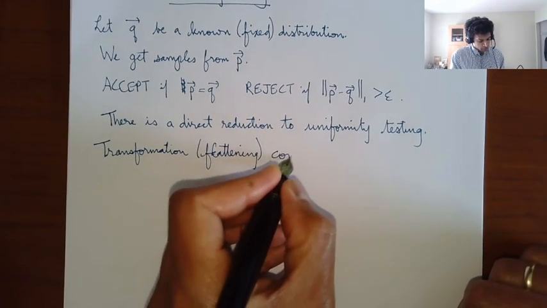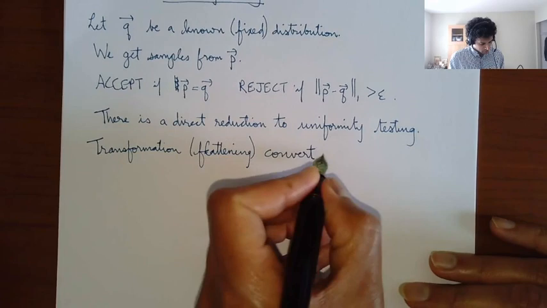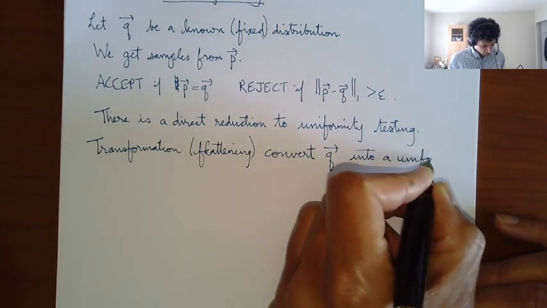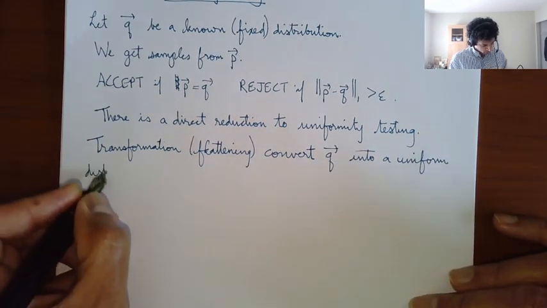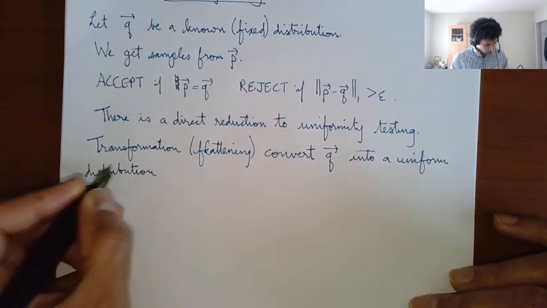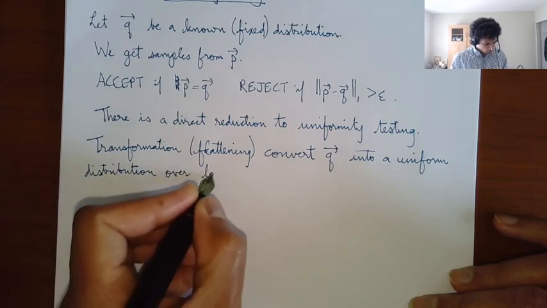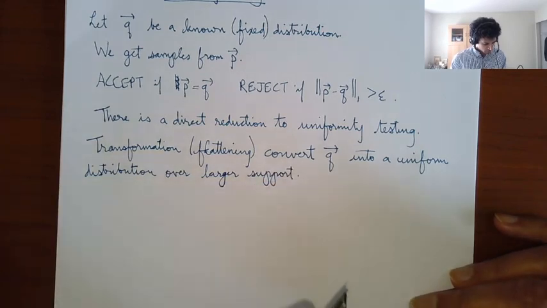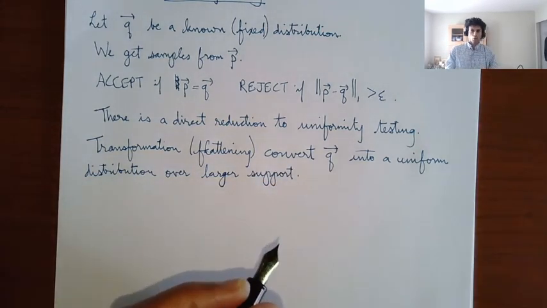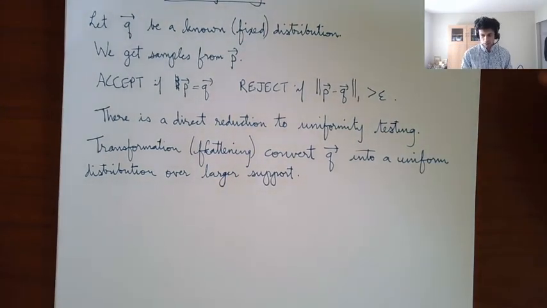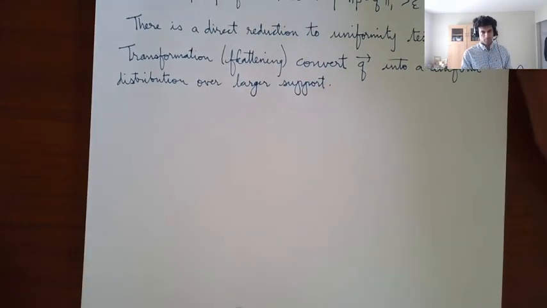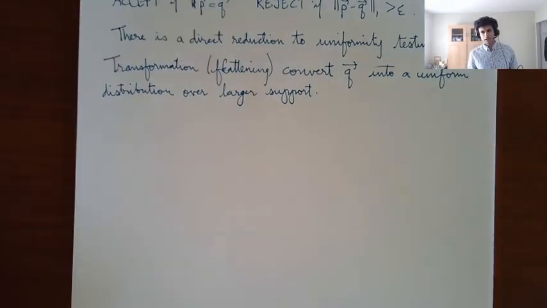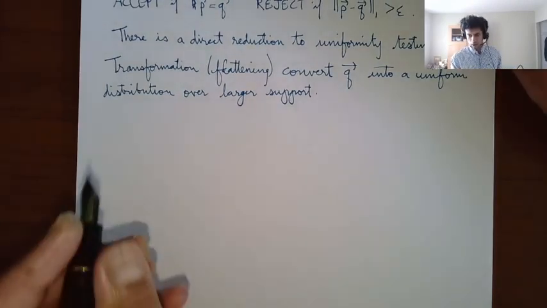The transformation is going to convert Q into a uniform distribution over a larger support. And then over this transformed space, we can just do uniformity testing. Now, it's going to be convenient for me to assume things are discretized, and then I'll talk later a little bit on how you remove that assumption.